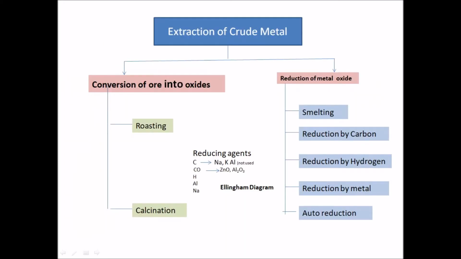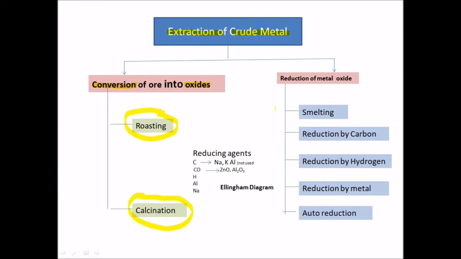After the process of concentration of the ore, which involves crushing and concentration of the ore, we proceed on to the extraction of the crude metal. This can be done in two steps. The first step will be conversion of the ore into its oxide. Metallic ore can be converted into its oxide by the process of roasting and through calcination.